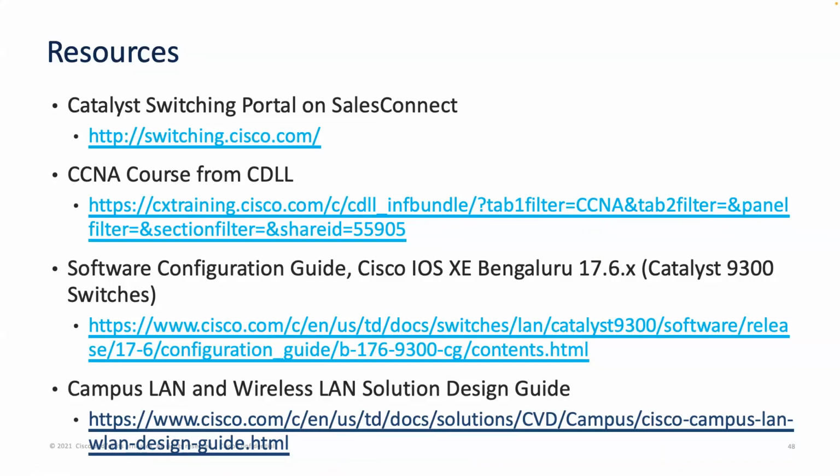Another reason I suggest the guide of 9300 is that compared to other models we have in Catalyst 9K, the 9300 is actually very easy to find in your lab. And the last one is about design. By reading this, you could probably understand more about the design concepts and the considerations in wired and wireless LAN. Well, that's actually all the content I prepared for today.